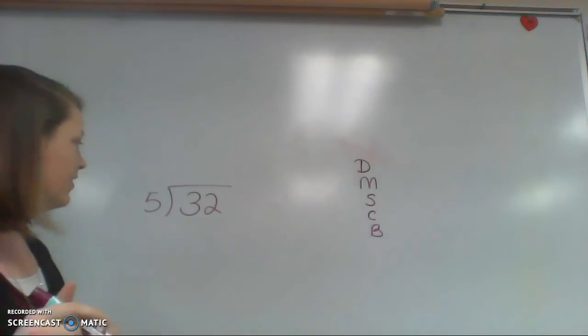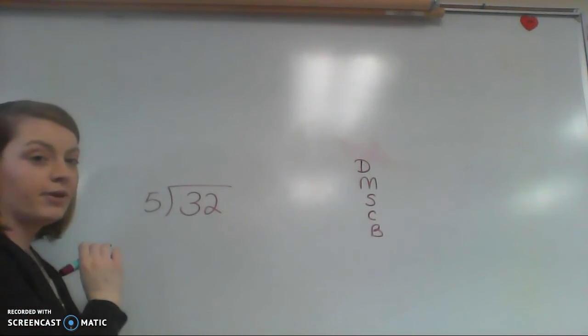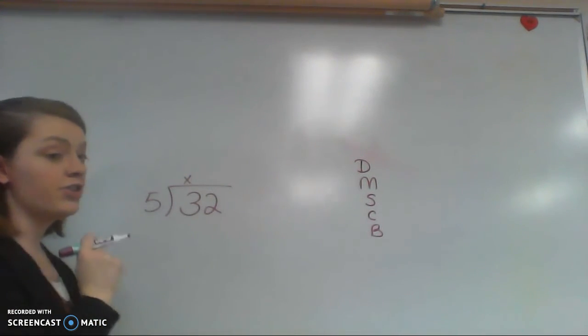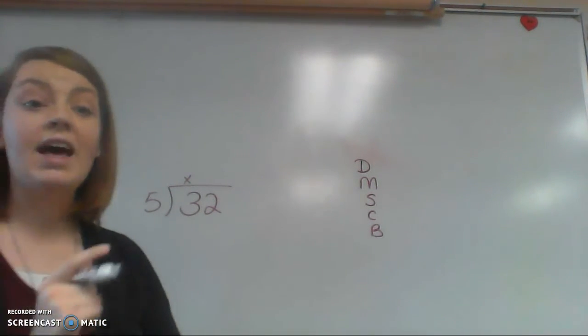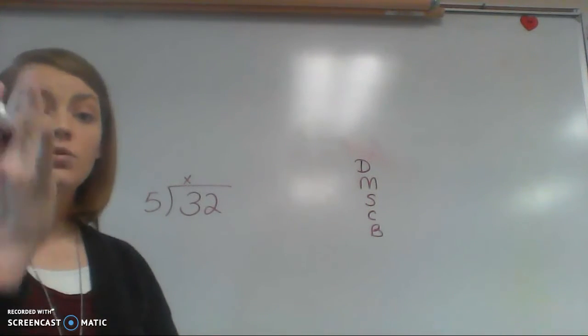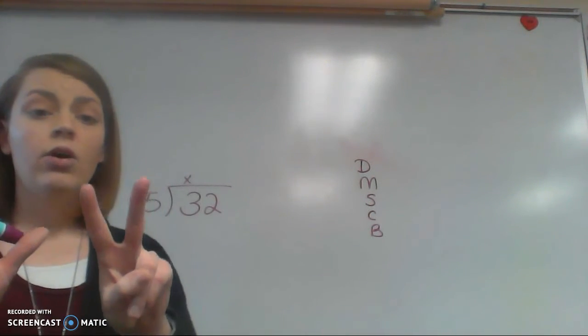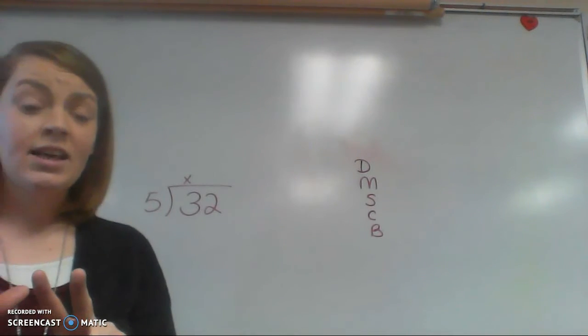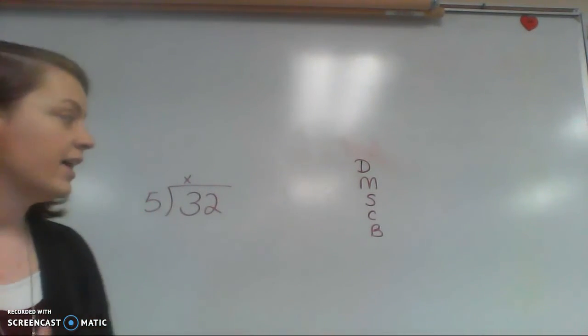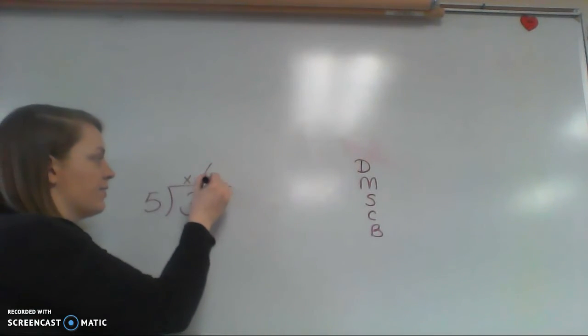All right, let's see how you did. All right, can 5 go into 3? Nope, so I'm going to put a little X up there. Can 5 go into 32? Well, it can, but not evenly. So start thinking, okay, 5, 10, 15, 20, 25, 30, 35. Okay, if I go in 7 times, that's 35. That's too much. I went over. So go one more down and let's try 5 times 6.